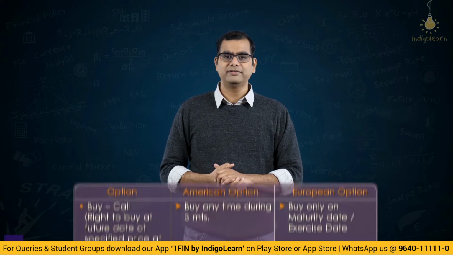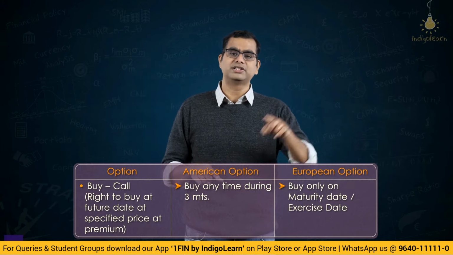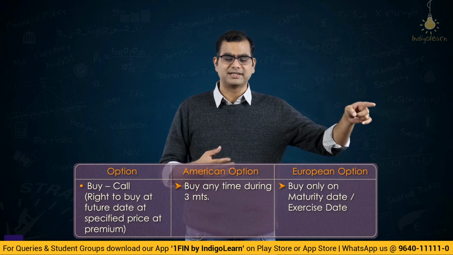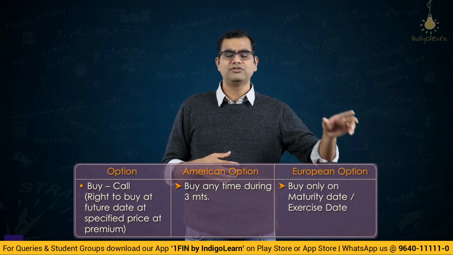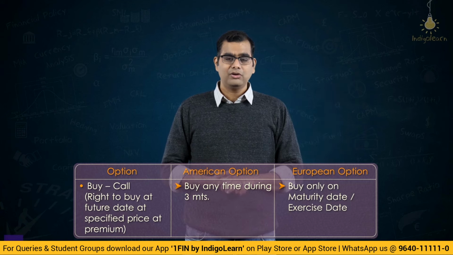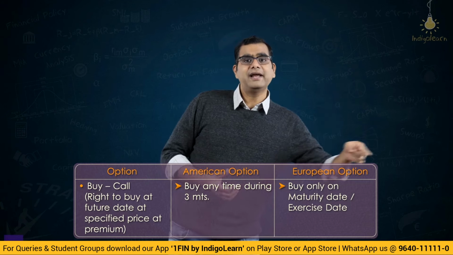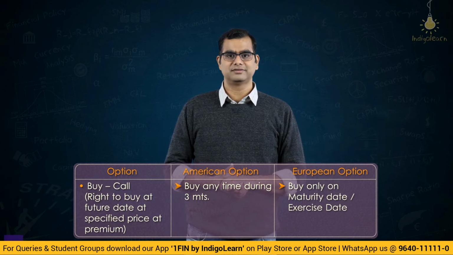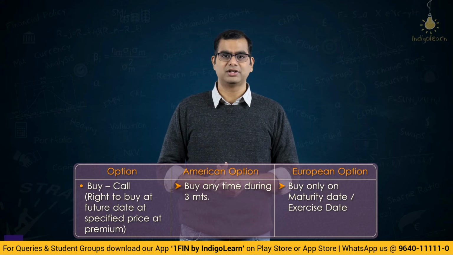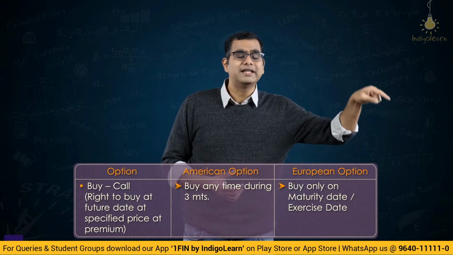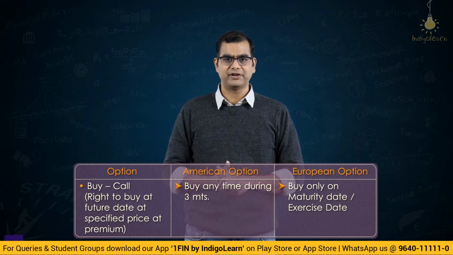For a buy call, what did we say? If you are buying a call, you have a right to buy the shares of a particular company, let's say in our case Reliance, at a future date at a specified price for which you will pay a premium. Now, if this were an American option, you can buy any time during the 3 months. Whereas if it is a European option, you can buy only on the maturity date or exercise date. Listen to this again carefully.